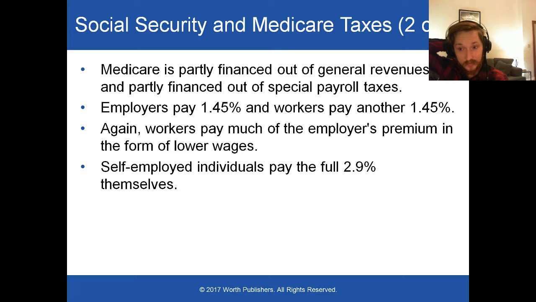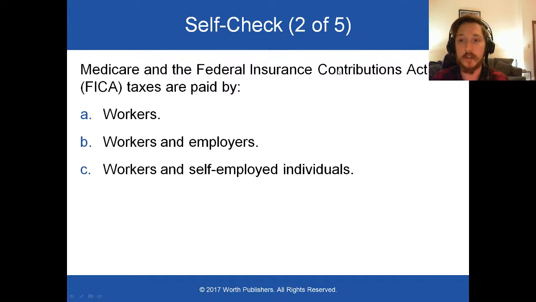Medicare is financed out of general revenues and also out of a special payroll tax. This is 1.45% on employers and 1.45% on workers. Again, most of that is paid for with lower prospective wages. Workers pay for most of it. Self-employed individuals pay the full 2.9% themselves.